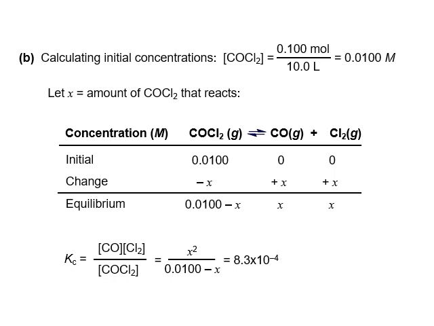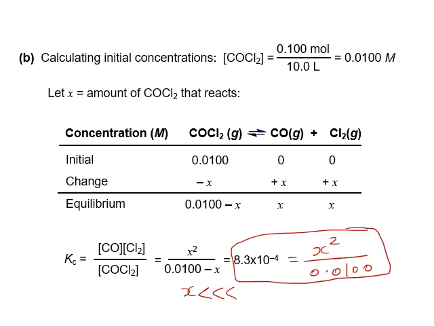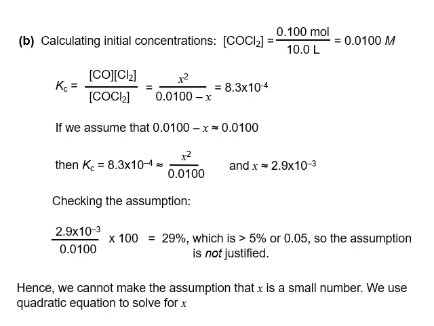I plug those into the value of Kc, which gives me x squared divided by this. Again, I will make the assumption that my x is a very small value, which means my equation will become 8.3 times 10 raised to the minus 4 is equal to x squared divided by 0.0100. And now I will use this equation and solve for x. When you solve for x, your value comes out to be this. I haven't done anything, I just simply solved for the value of x.